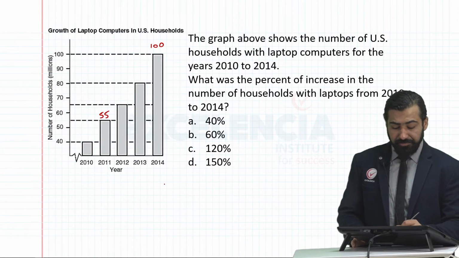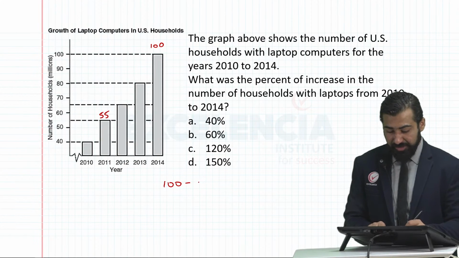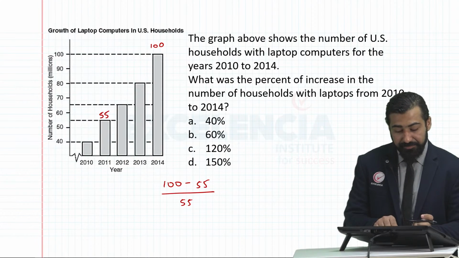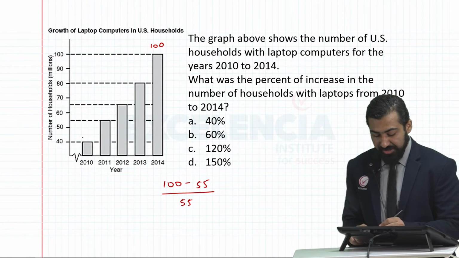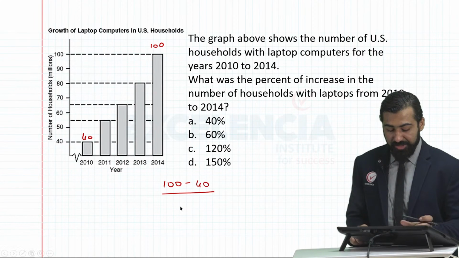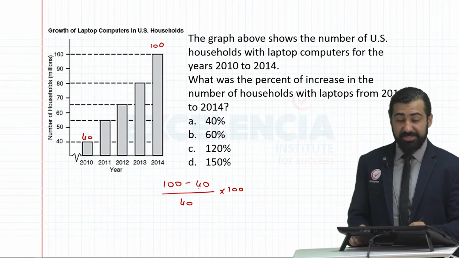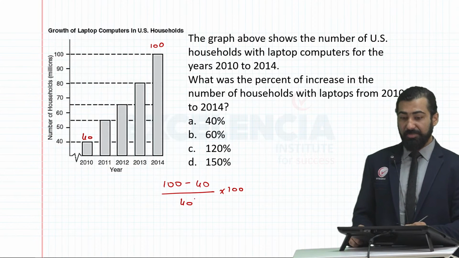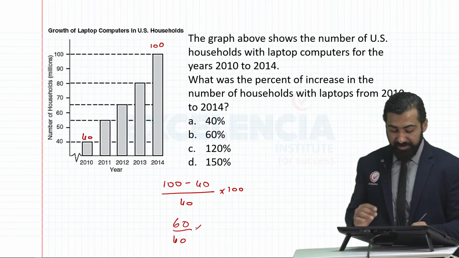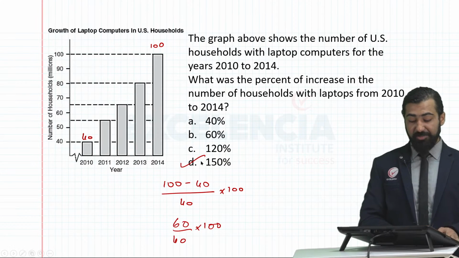So basically, I've got 100 minus 55 divided by 55. Sorry, it's 2010, and 2010 is 40. So I'll have 100 minus 40 divided by 40 times 100. Okay, 100 minus 40 is 60. 60 divided by 40 will give you 1.5. 60 divided by 40, 3 by 2, 1.5. Yes, 150% will be your answer. You can verify my calculations.